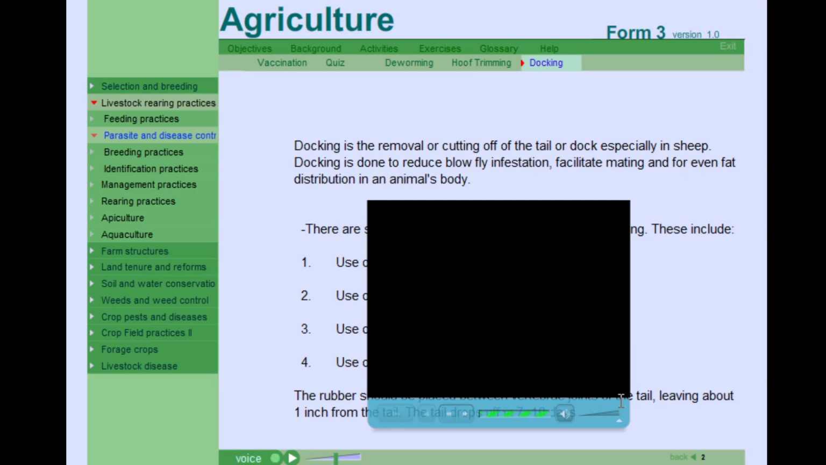There are several methods that can be employed in docking. These include use of rubber ring and elastrator, use of burdizzo and knife, use of sharp knife, and use of hot iron.